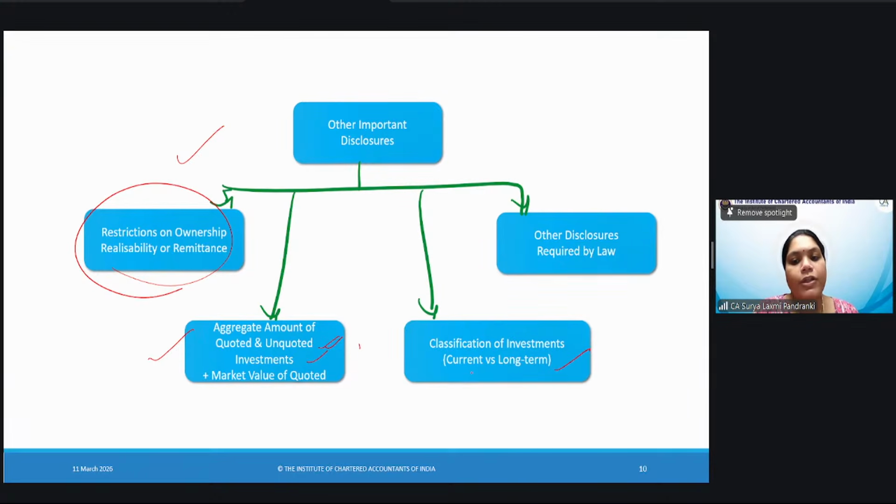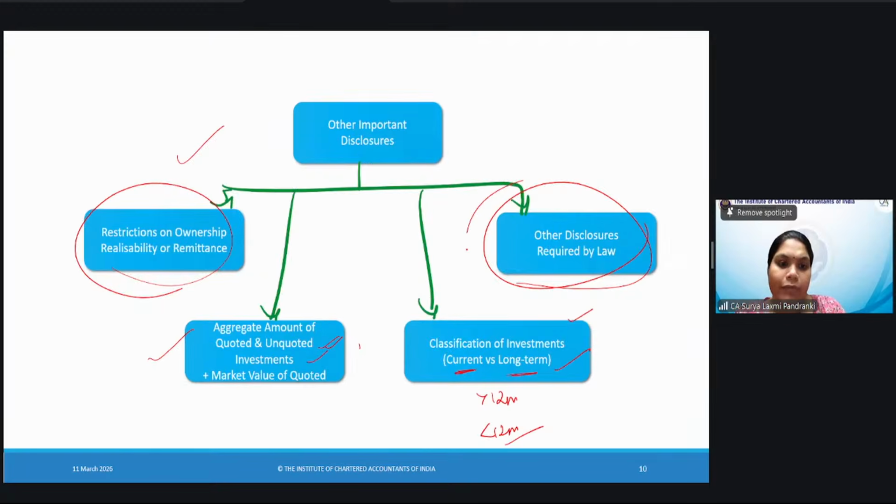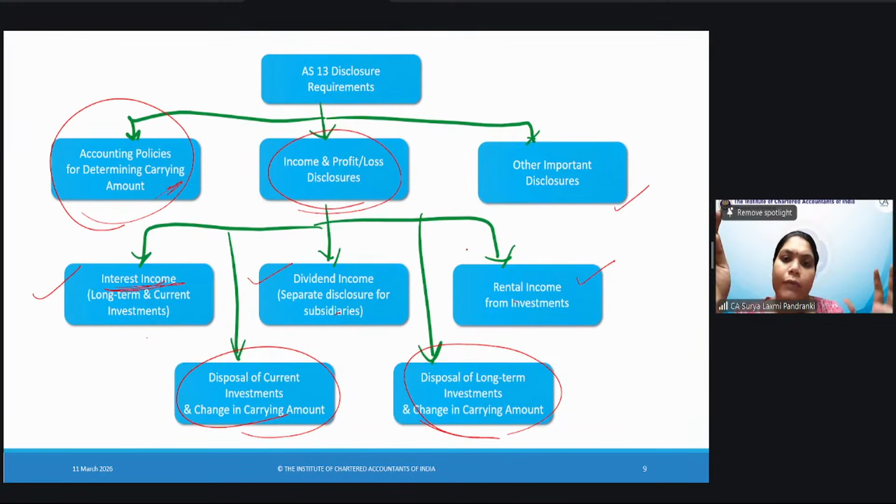Then classification. We know, how did you classify it as current or long term? Or is it for more than 12 months or less than 12 months? That classification you will have to disclose. And any other disclosures that are required by law, these have to be disclosed by you. So the main disclosures are about the income part, whatever you get, or what policies you have adopted, or what the classifications are that you have done, any restrictions, whether it is quoted or unquoted investments. Very simple disclosures only in the investments chapter. Now it's not like PPE that you have too many things. Is that clear?